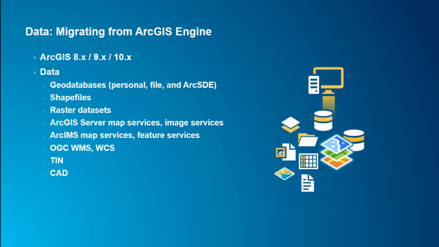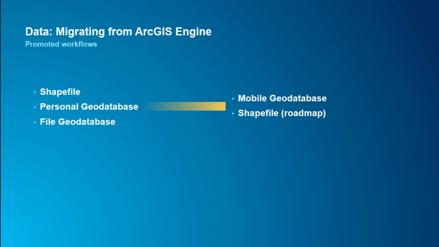Okay, so that was a discussion of the map and content formats from ArcGIS Engine. Let's take a look at the data formats as well. First of all, I'll talk about some of the local data formats, shapefile, personal geodatabase, file geodatabase, and their equivalents, the promoted workflows in ArcGIS Runtime as mobile geodatabases and shapefile. I've got a note on there about shapefile support being on the roadmap for ArcGIS Runtime 100.